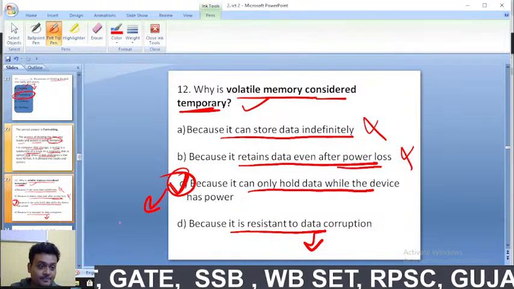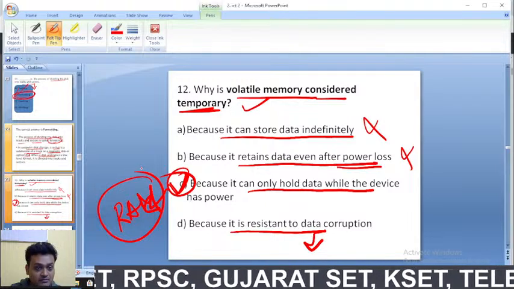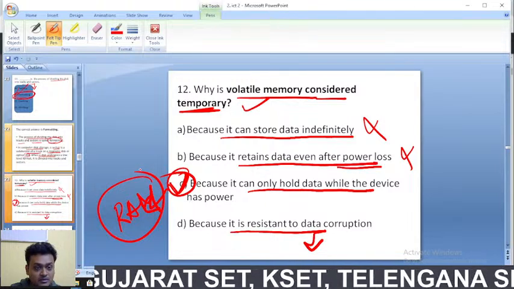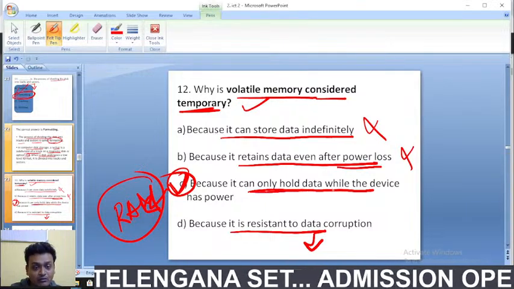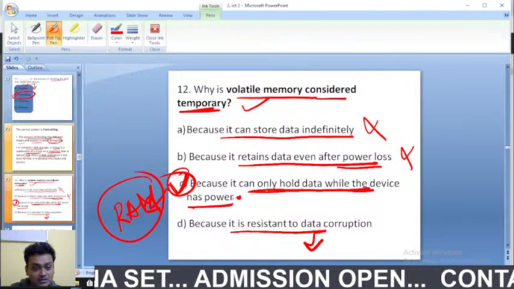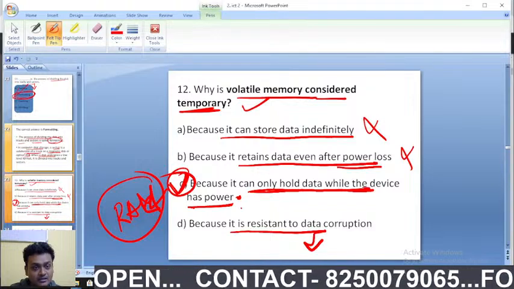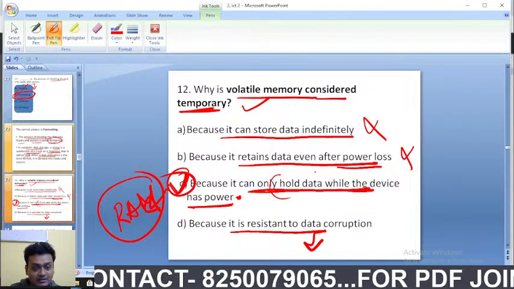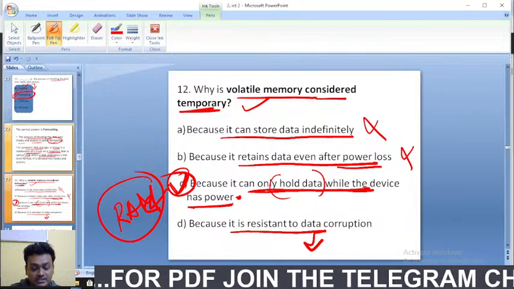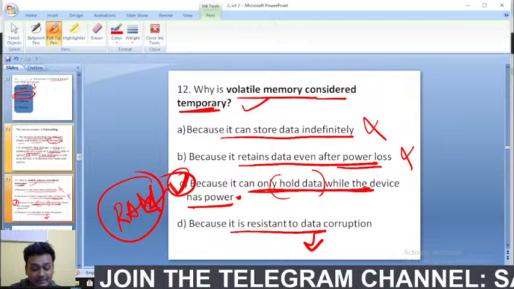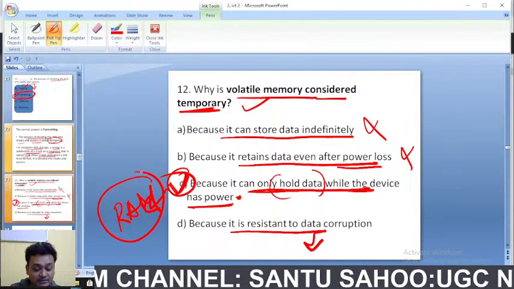लाइक रैम, रैंडम एक्सेस मेमोरी. वोलेटाइल मेमोरी क्या है? Because it can only hold data while the device has power. डिवाइस का अंदर जब पावर रहता है, ठीक है, तब डेटा रहता है, ठीक है. पावर ऑफ हो जाने के बाद डेटा नहीं रहता है. That is RAM and cache memory. RAM and cache memory, they are volatile memory.